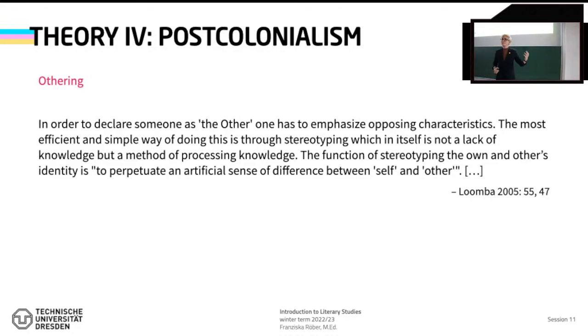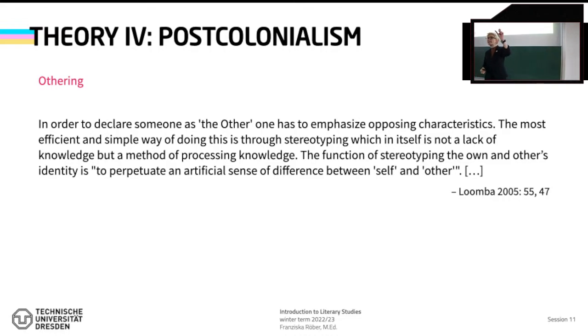If you think back on the map of the British territories of the 19th century, we saw that the white Westerner was certainly portrayed very differently than the others from the East. The most efficient and simple way of doing this othering is through stereotyping, which in itself is not a lack of knowledge, as some could presume, but a way of processing knowledge. So stereotyping is not necessarily a negative thing. It can be used for negative purposes, certainly, but generally stereotyping is a very productive way of ordering and processing knowledge. The function of stereotyping the own and the other's identity is to perpetuate an artificial sense of difference between self and other.